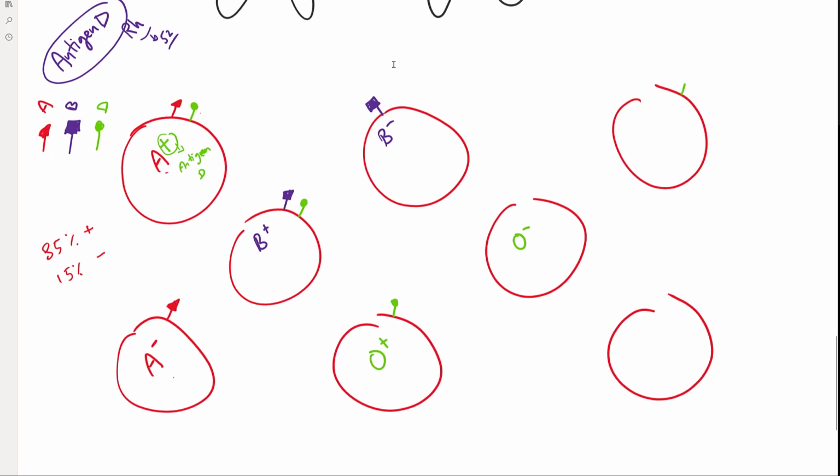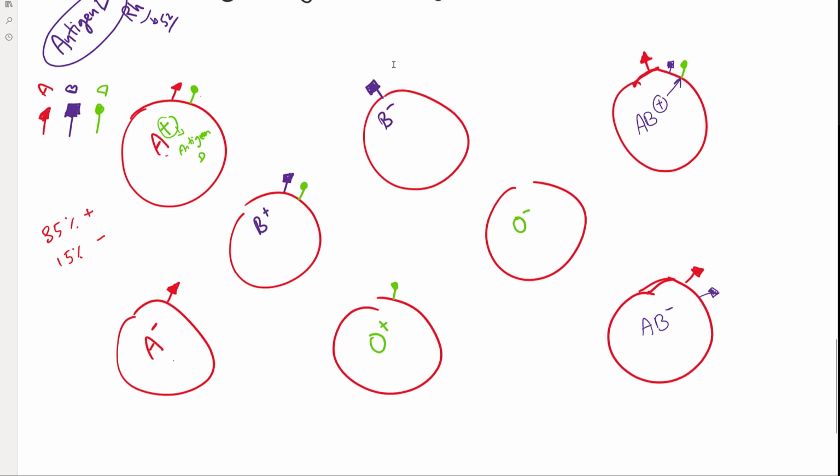For the AB, either we have it or we don't have it, but with the AB, we have the other 2, right? We have the other 2. So in this case, it is AB plus because of the D. Here it's AB minus because it's absent. Okay, so those are the 8 blood groups that we usually need to do transfusion across.